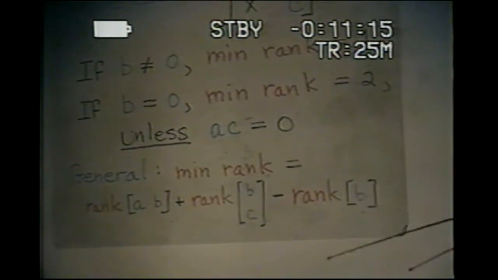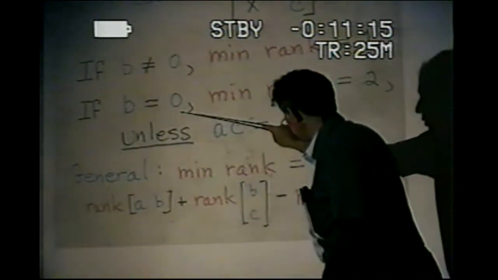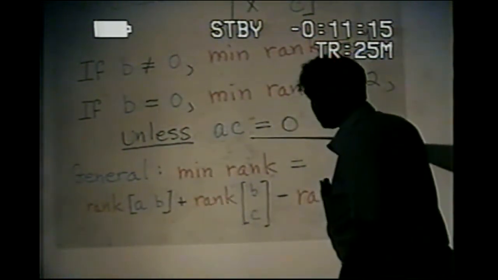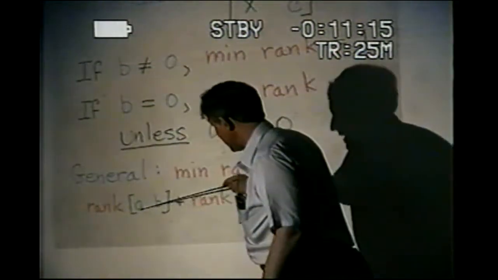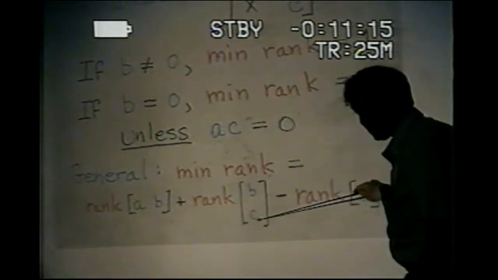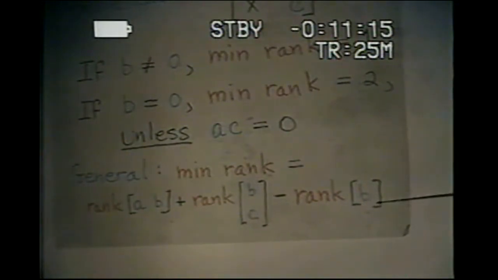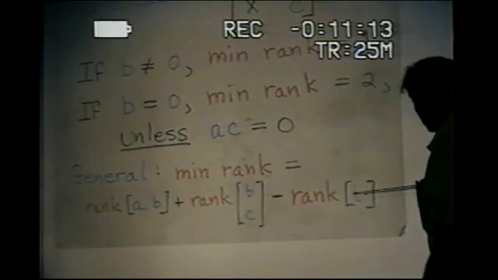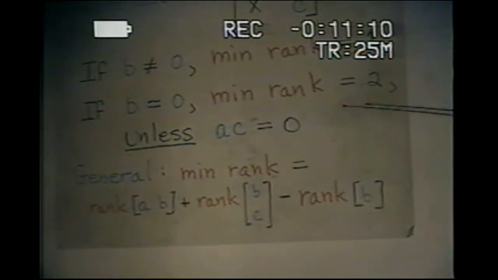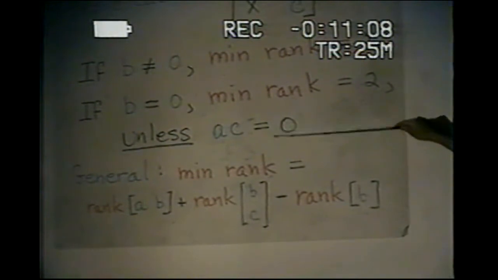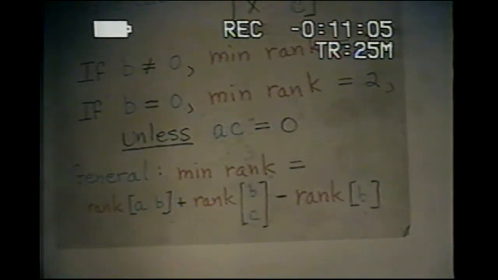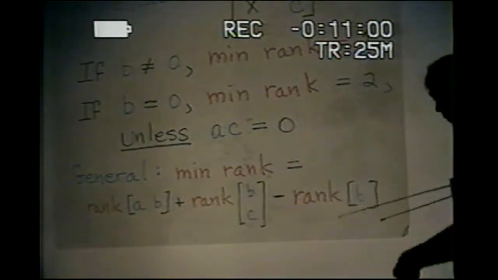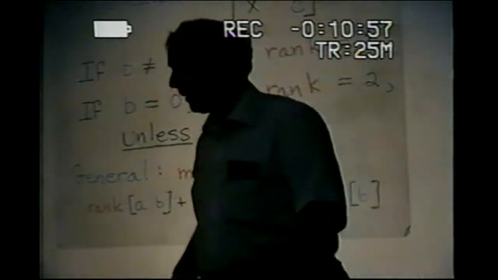Okay? On the other hand, let's suppose B is 0, and let's suppose AC is non-zero. If B is 0 and AC is non-zero, then this rank is 1 because A is non-zero, this rank is 1 because C is non-zero, and this rank is 0 because B is 0. In this case, I get 1 plus 1 minus 0 is 2, which is exactly what I calculated when AC was non-zero. And again, you can go through the case AC equals 0, and you'll get something like 1 plus 0 minus 0 is 1, and various other possibilities.